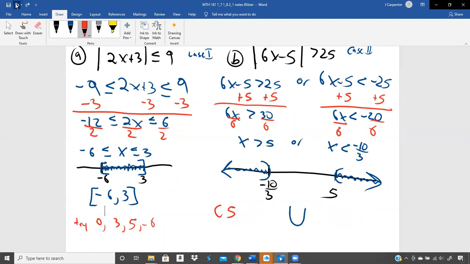So let's get it correct. Negative infinity up to negative 10 thirds, both with parentheses. Then union, we skip over a bunch of stuff. Sometimes you're even just hopping over the same number, as we'll see in a later example, not today, and then go from 5 to infinity. That would be our answer.